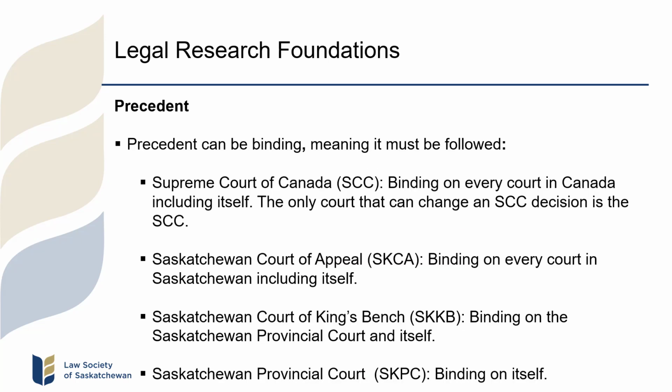Precedent can be binding, meaning that it must be followed. Supreme Court of Canada decisions are binding on every court in Canada, including itself. Supreme Court of Canada decisions provide the rule of law for future court decisions in Canada until that decision is changed by a subsequent decision at the Supreme Court of Canada.